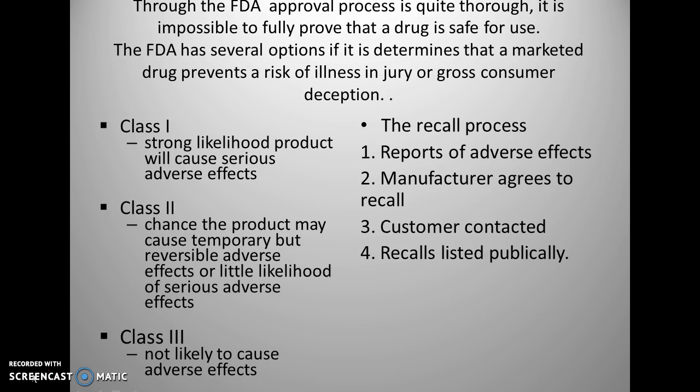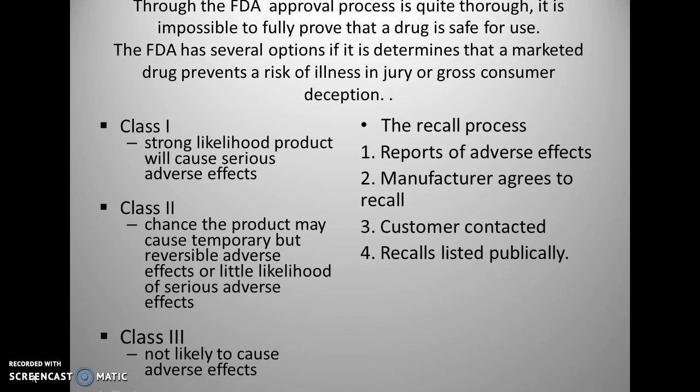So what is a recall process? A lot of times, even though a product may be on the market, physicians and other health professionals begin to report certain adverse effects. So the FDA received enough reports of adverse effects or misbranding that it decides the product is a threat to the public health. And if so, it issues a recall, class 1, class 2, class 3. So the manufacturer agrees to recall. The consumers are contacted. The pharmacies will go ahead and remove that particular medication off of their shelves and inform customers of that particular medication.